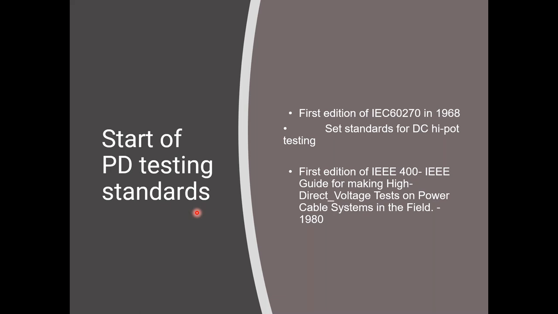The first edition of IEEE 400, which was a guide for making high voltage tests on power cables and direct connected voltage tests, was released in 1980. So that's the first standards of starting to do the VLF testing. And that type of testing for addressing the extruded cables started in 1980.